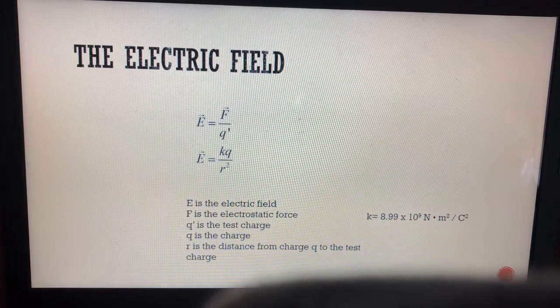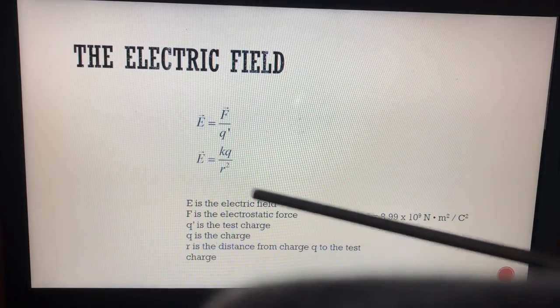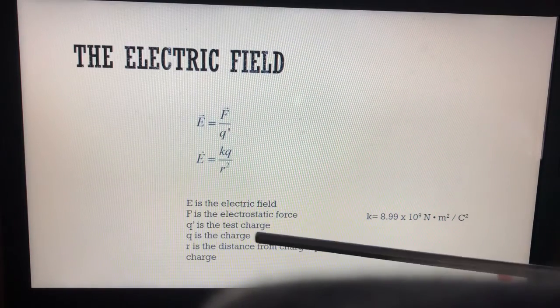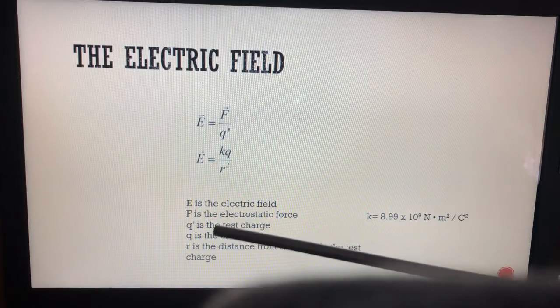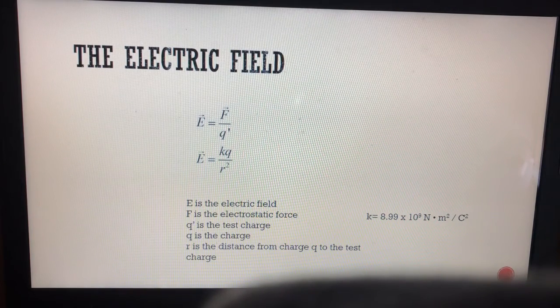These are just some equations you'll need to understand electric fields, and they're going to be important to your homework, so let's get a hold of what these values mean. For the first equation, we have the electric field E here. E, the electric field, is defined as F, the electrostatic force, over Q prime, which is, in this case, the test charge. A test charge means that it's a charge that's small enough to not significantly affect the electric field. So just keep that in mind.